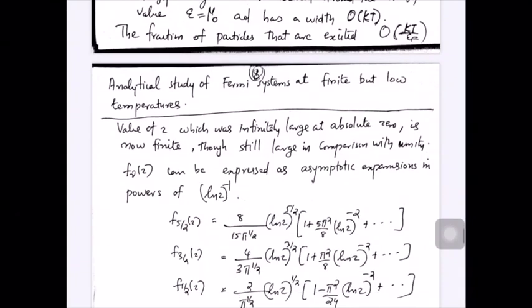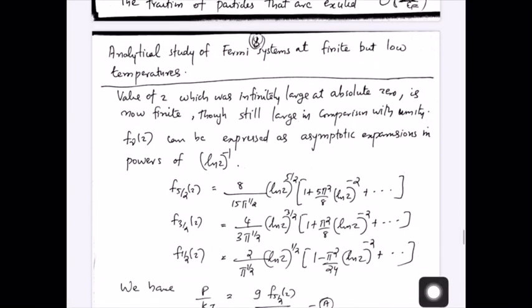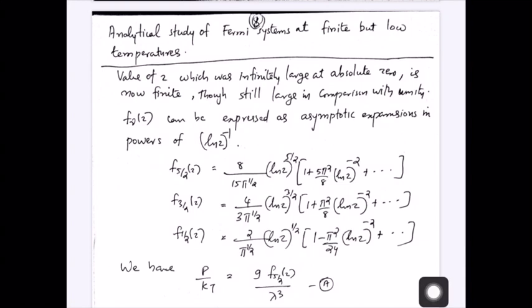Hi everybody, as a continuation of the previous class, here we are going to see the analytical study of Fermi systems at finite but low temperatures. We are considering Fermi systems at low temperature. Here the value of Z, which is infinitely large at absolute zero. Z, we know, is exponential mu over kT. So when temperature is zero, Z will be infinity.